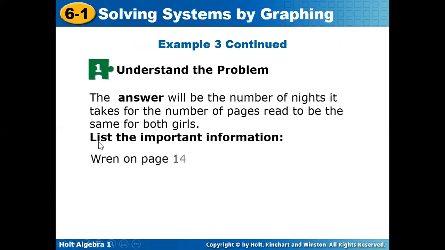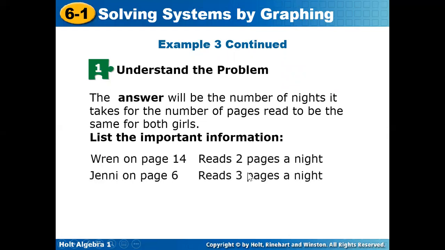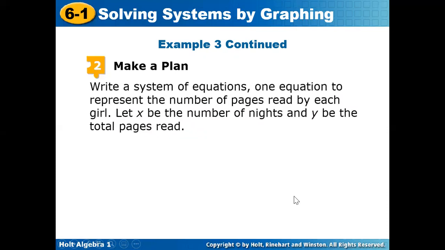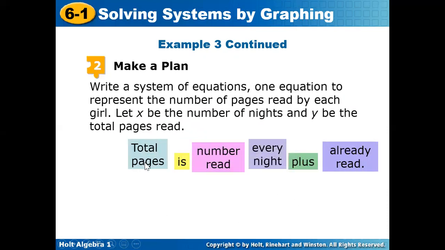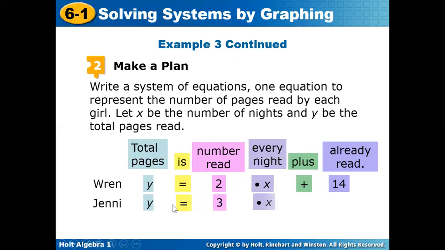What information do we have that's important? Ren's on page 14, reading 2 pages a night. Jenny's on page 6, reading 3 pages a night. Let's figure out what we got. Total pages is the number of pages read every night plus what you've already read. Ren, y is the total pages, right? Number read 2 per night, so 2x plus Ren's already read 14. Jenny reads 3 pages a night, so 3x, and is already on page 6.